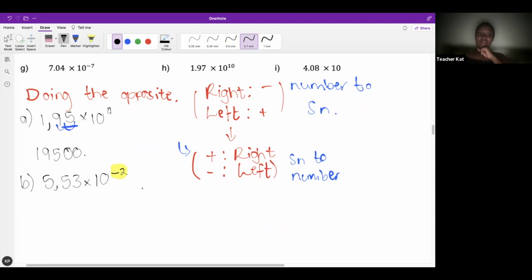Left, how many times? Twice. But I only have space for one number. So what do I need to add? How many zeros do I need? 1. So it's going to be 0, 5, 5, 3, and this 0 over there.